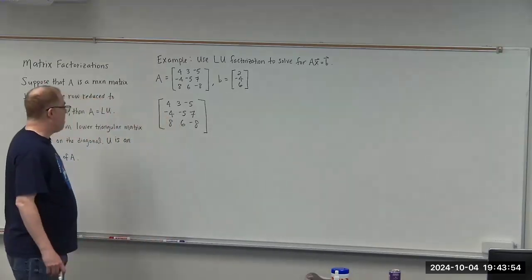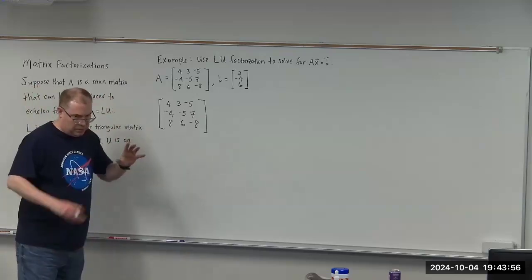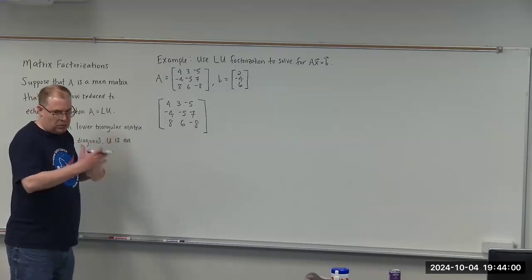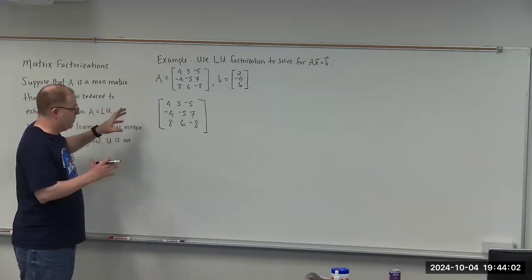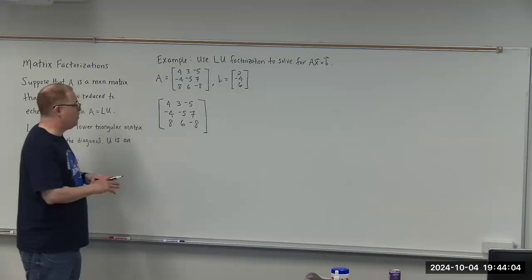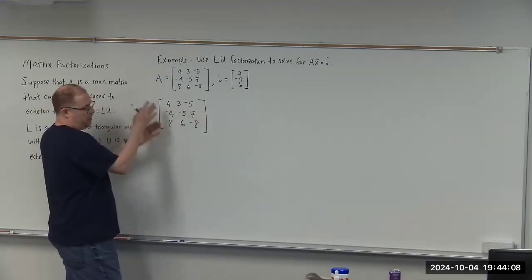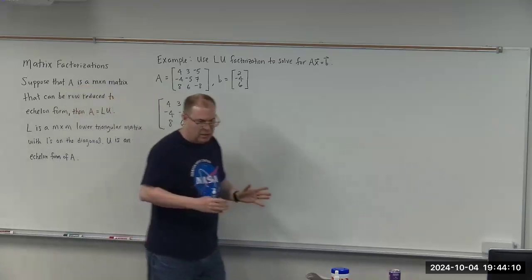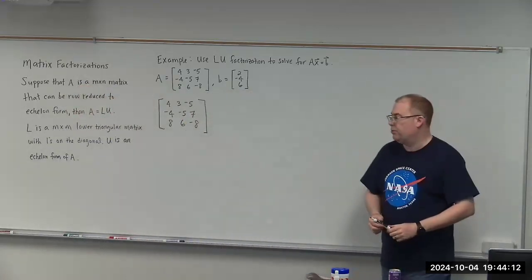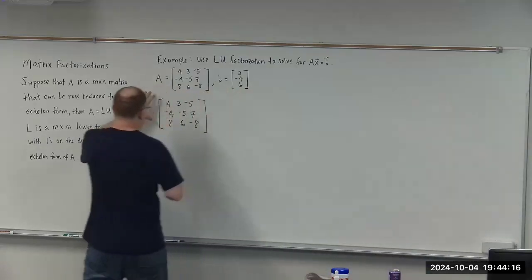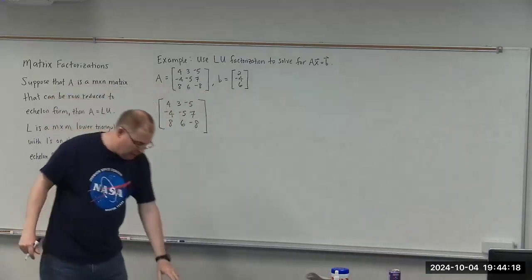By the way, we don't want to switch the rows here. You start applying your row operations with whatever the matrix is right away. If you start switching things, it'll cause problems in your solution vector. So you just start to apply the row operations right away.